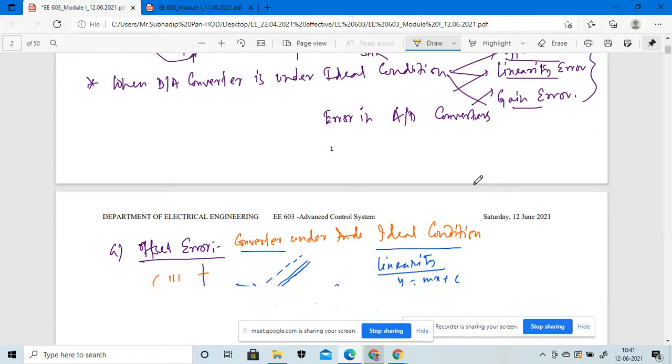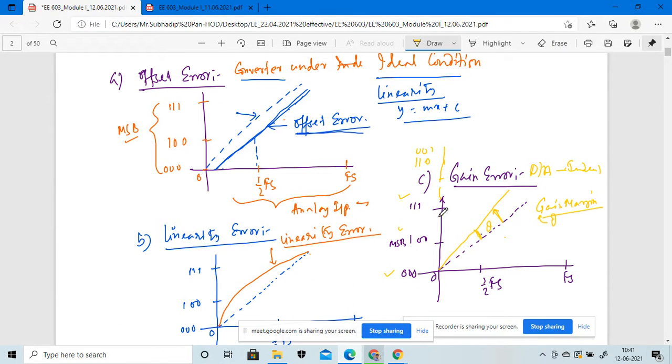Okay, so if we have n number of bit values, then we get more error, right? If we are getting more error whenever the D2A converter is in an ideal condition, then what happens is that if the error enters the process, the accuracy of the process will be very poor.